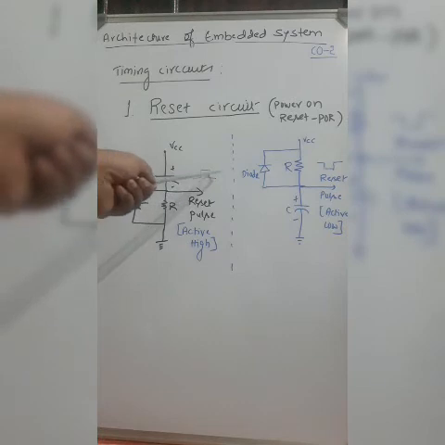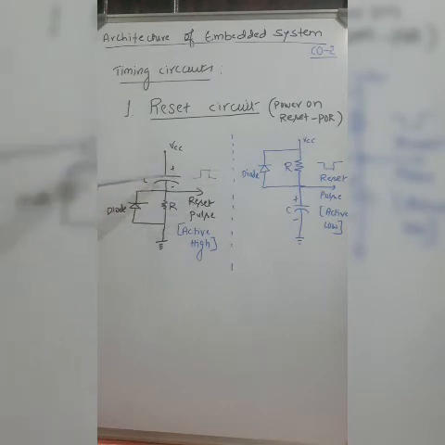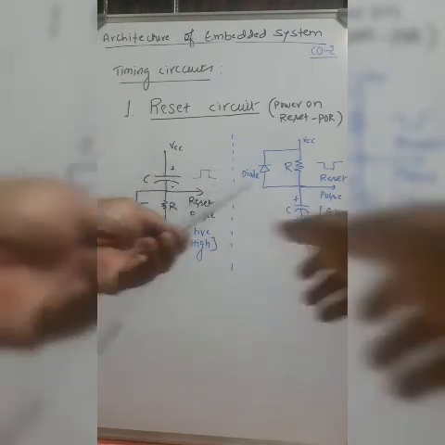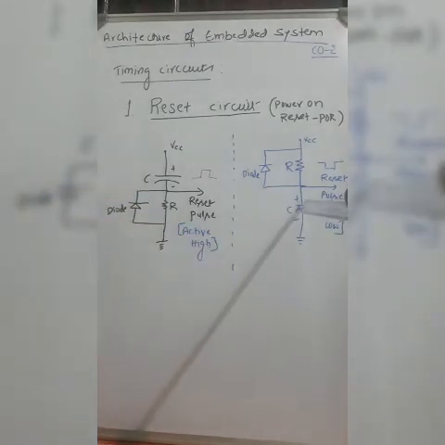So the width of this pulse depends upon the product of the values of R and C. Here the reset pulse is taken across the capacitor.